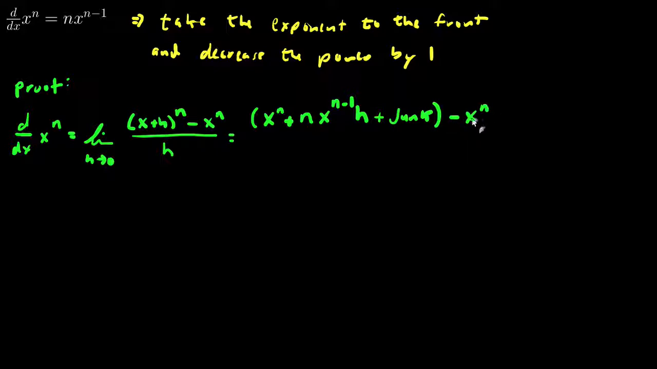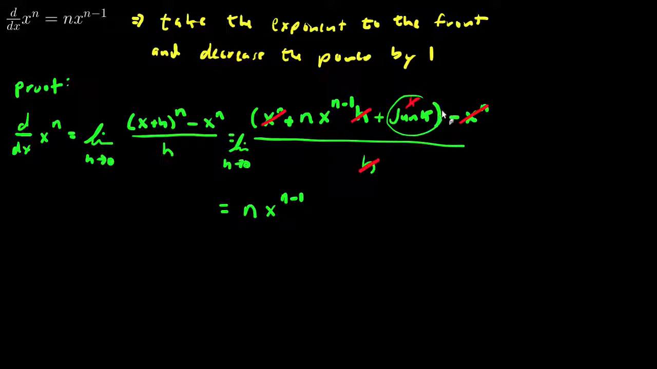And I have minus x to the n all over h, and I have this limit as h approaches 0 still going on here. Okay, now here's what happens. The x to the n's cancel, and everything in this junk has an h squared or a higher power of h. So when I cancel out one of the h's, this stuff will all still have h in it. And so this limit will now just equal n x to the n minus 1, because this term goes to 0 as h goes to 0. And that's a quick little proof of that.